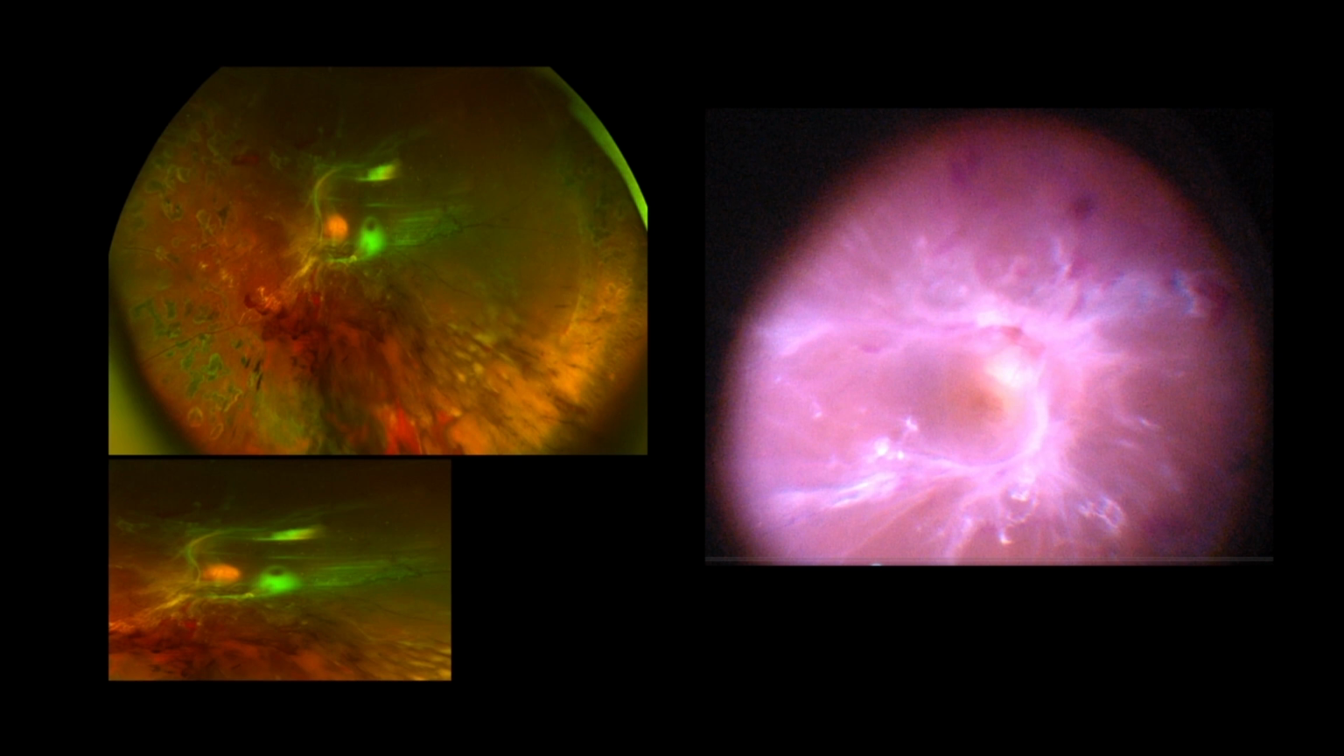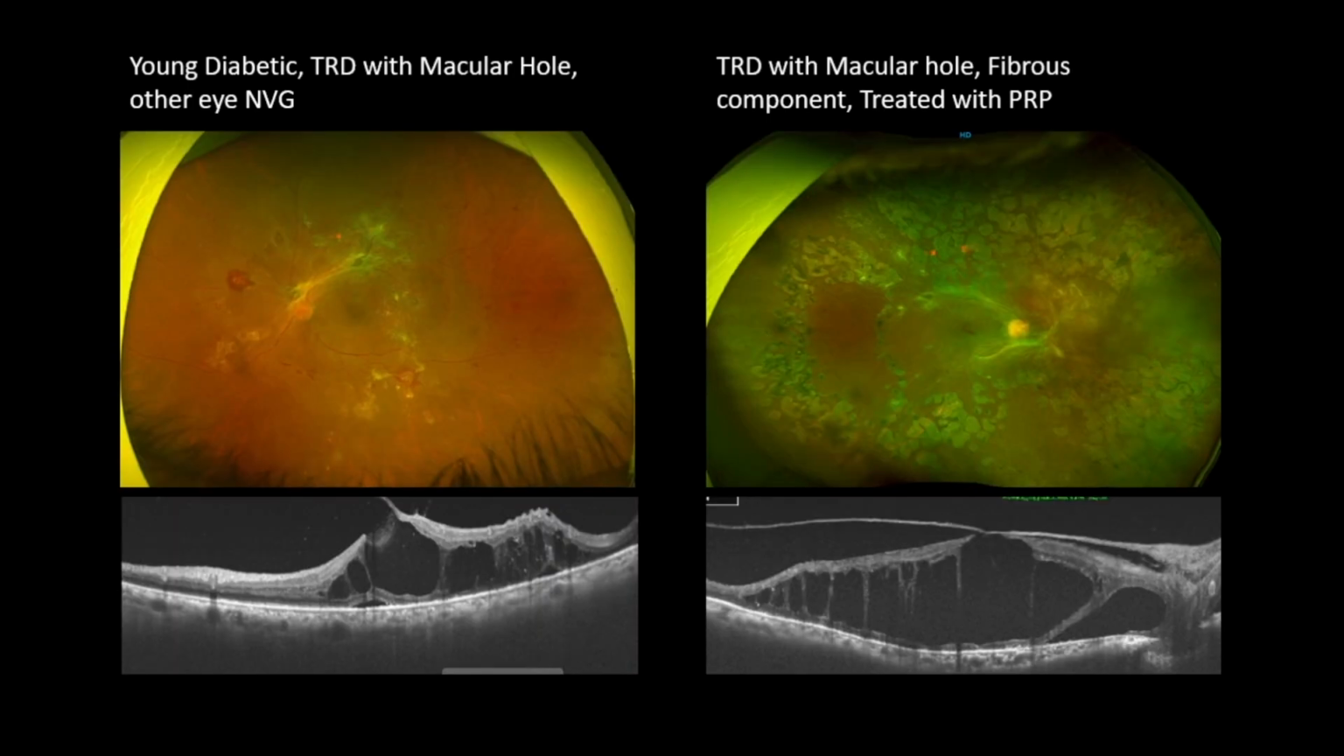There were two fundus photos of the PDR. You said one patient had laser, and so the anti-VEGF need not be given, and another patient did not have laser. This one, yeah. So the first photo which you are showing: young diabetic TRD with macular hole, and the other eye with NVG. Okay. So if you are operating for a macular hole, it's a different thing.